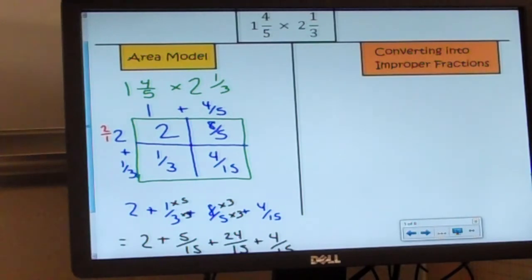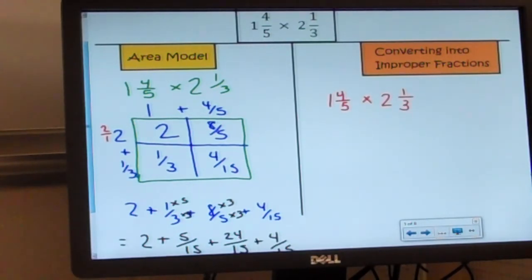What do you think we're going to do for our other method? And I'll give you a hint. What do you think we're going to do? Julia? We're going to convert these into improper fractions. Remember from the problem of the day, we just did this. So what is 1 4/5 equivalent to?